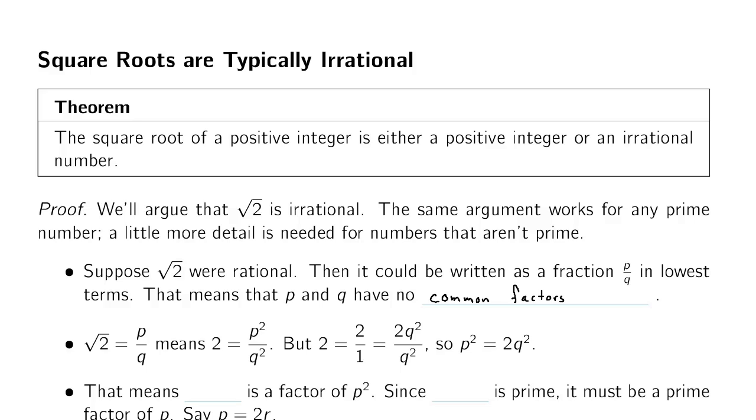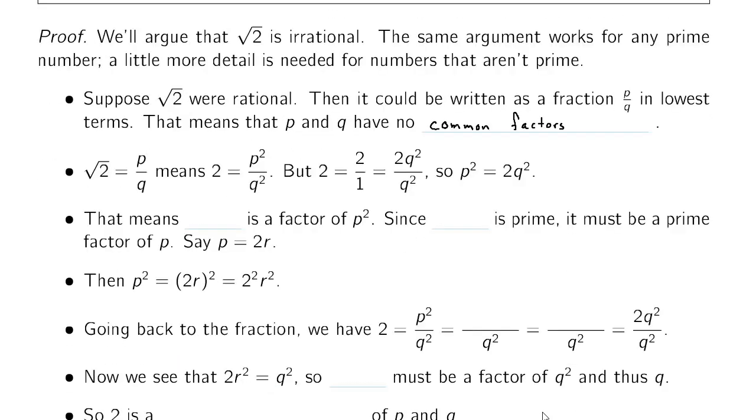Okay, next we're going to think about, what does it mean to be the square root of 2? The square root of 2, that's just the number that when we square it, we get 2. So if we take our p over q and we square it, we end up with p squared over q squared. So that has to equal 2. But also, 2 is an integer. We can write it as 2 over 1.